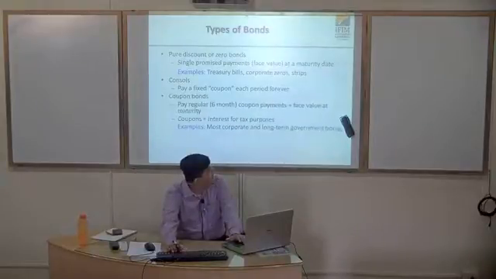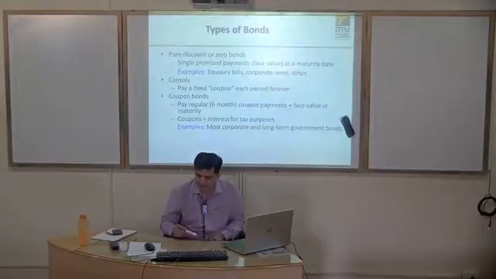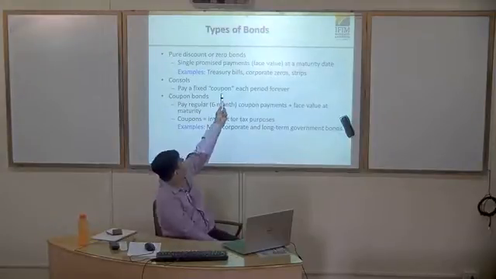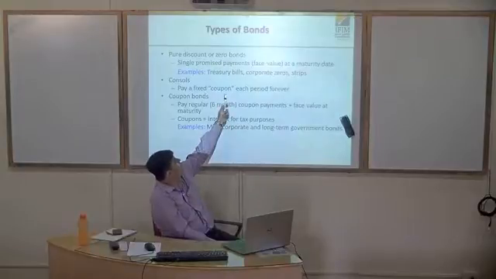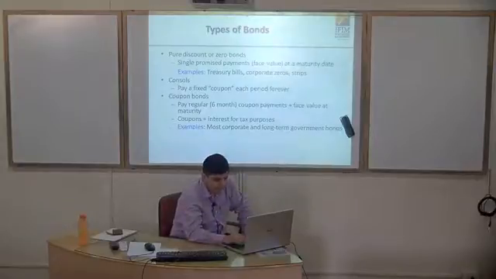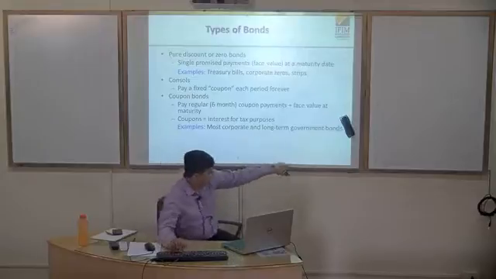Next is coupon bonds. They pay regular coupon payments, typically every 6 months, plus the face value at maturity. Coupon means interest for tax purposes. For every 6 months it pays interest. Example: most corporate or long-term government bonds.